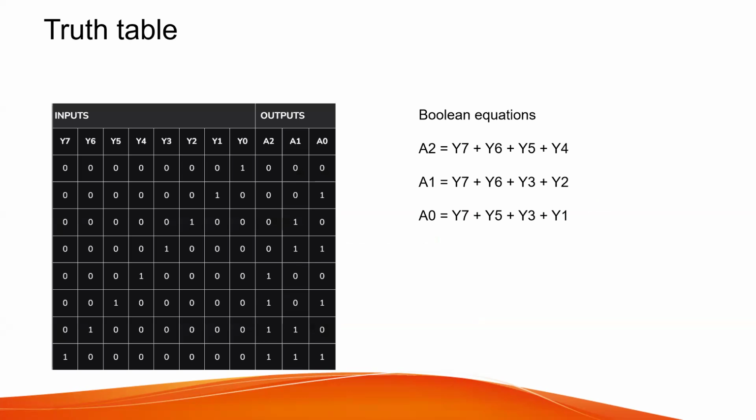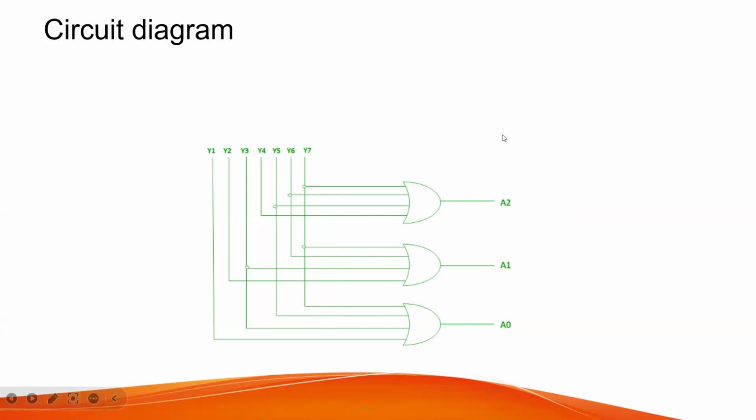The truth table representation of the 8 to 3 encoder is shown here. Through the truth table, we are able to get 3 Boolean equations. Through the Boolean equations, we are able to design the circuit diagram of the 8 to 3 encoder, which is the representation of 3 OR gates.